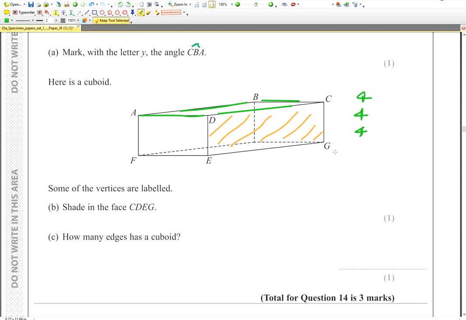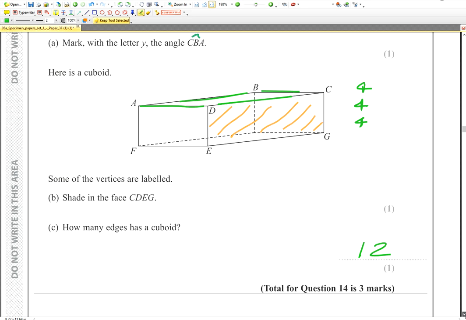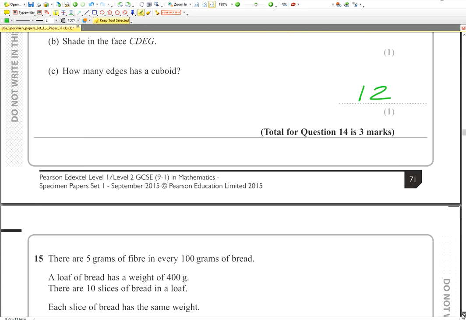Okay, if you got 7, then you've made a mistake. There are 12 edges. Vertices will give you 8, not 12. So we say edges, and the answer for that one is 12. Lovely. Let's move on to the next question without any further delay.